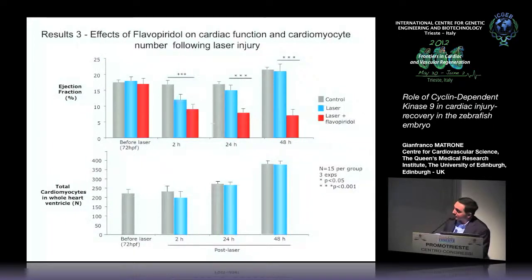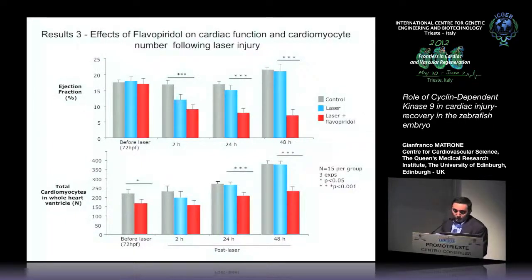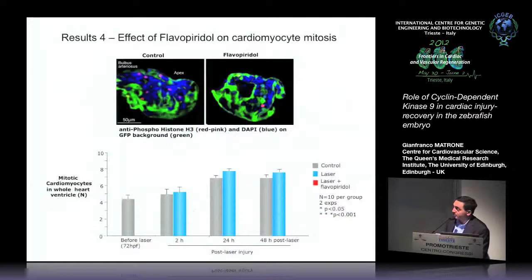A similar trend was observed for cardiomyocyte number. So in embryos not exposed to the drug, there was a short reduction of number following laser injury, and the return to normal at 24-48 hours post-laser. While in the embryos exposed to flavopiridol, the cardiomyocyte number was reduced at baseline and remained low up to 48 hours post-laser.